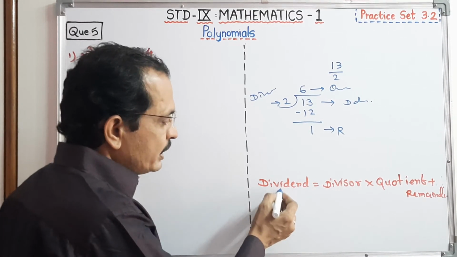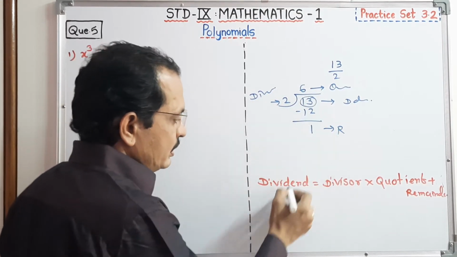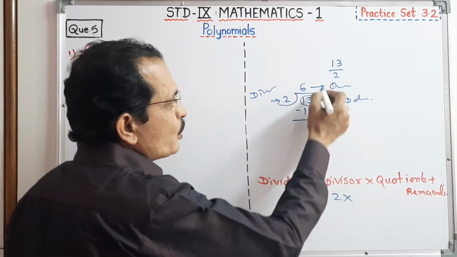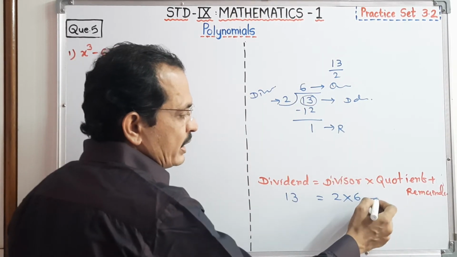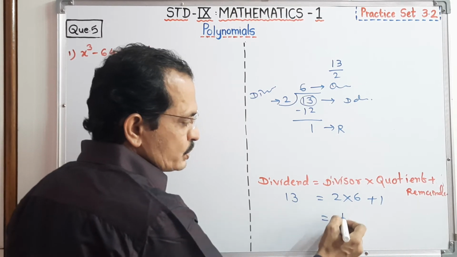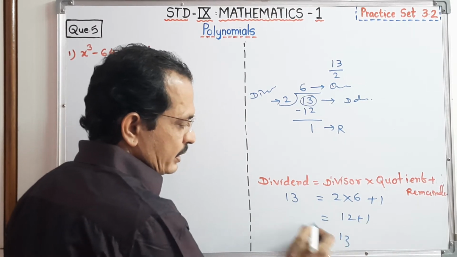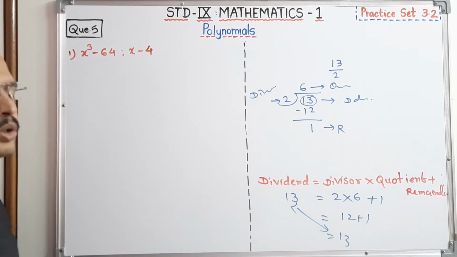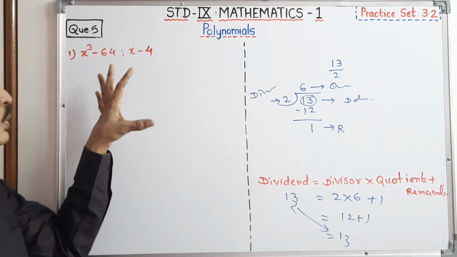Now see here, dividend is 13, divisor is 2, quotient is 6, and remainder is 1. Now see here, 6 2s are 12, plus 1 it is 13. Got it? Therefore, this is about the numbers. Now the same thing we have to see here.